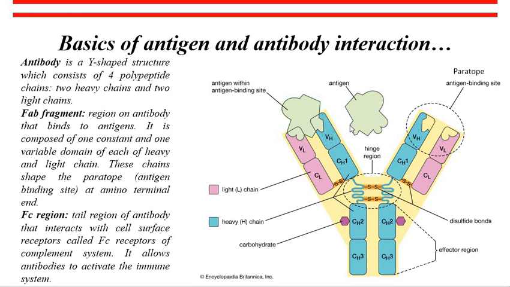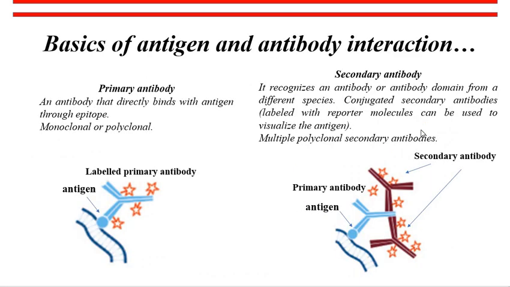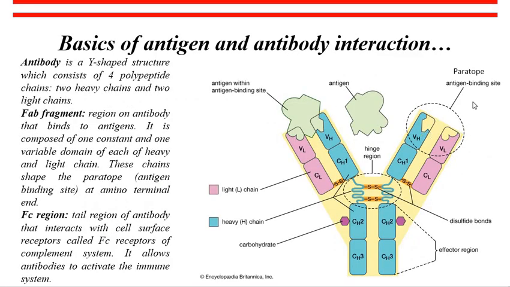The site for the binding of the antigen on the Fab region is known as paratope. The tail region of the antibody is known as Fc region.